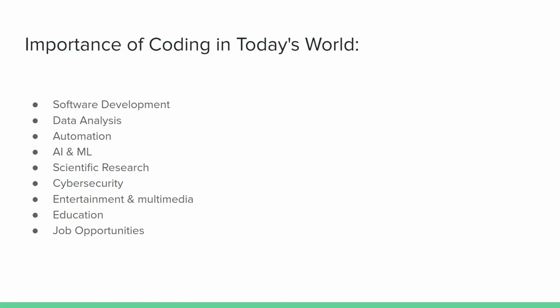So, the importance of coding in today's world. Obviously, a lot of the IT sector right now is coding. So stuff like software development, data analysis, automation, and then it's a very recent field, but AI, artificial intelligence, and machine learning is now a very big thing. And actually, Python is really useful for that. Research, cybersecurity, entertainment and media, education, and all of these will lead to you getting a lot of job opportunities. So it's pretty important that you guys know how to code. It opens a lot of doors for you guys.